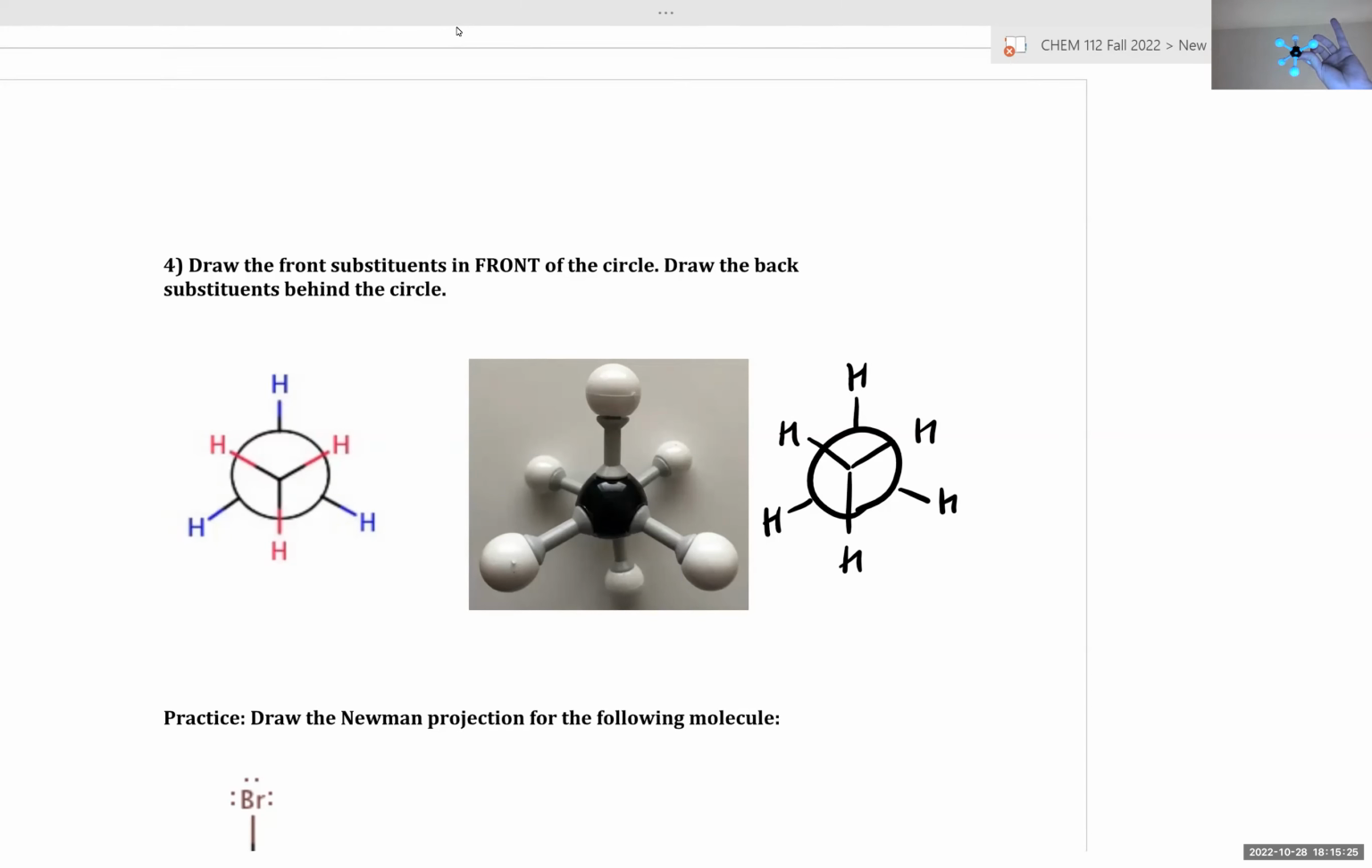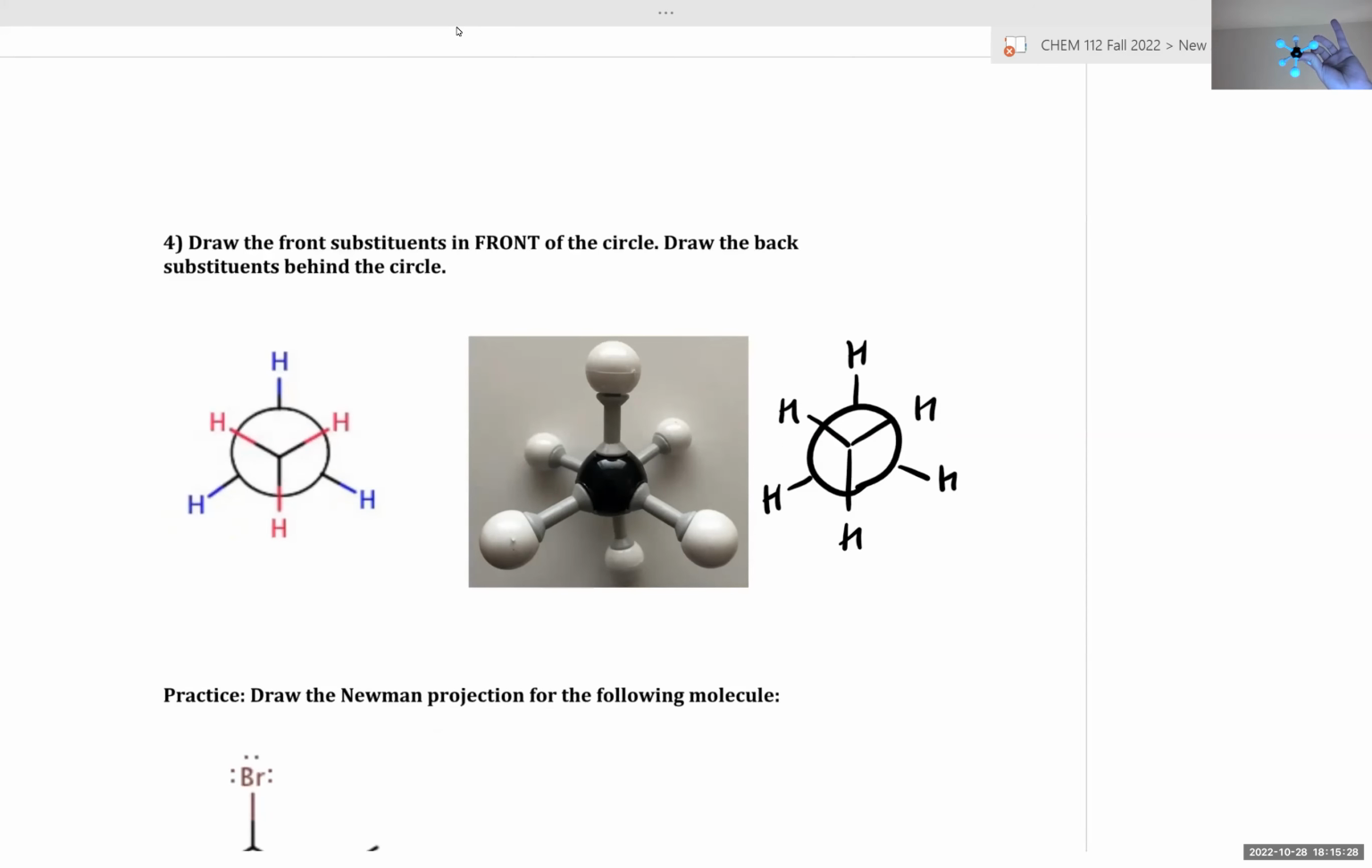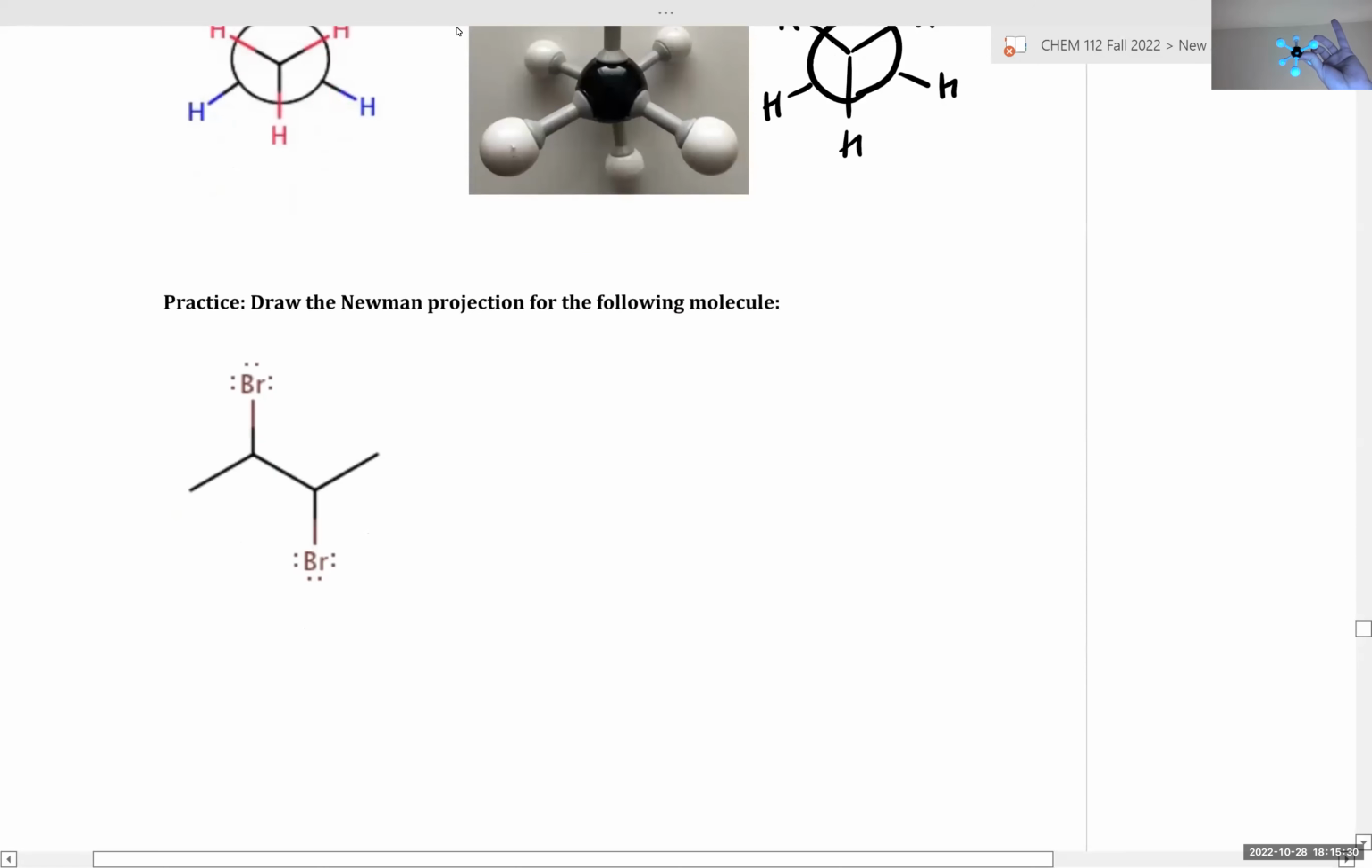So what I'd like you now to do is take what we've learned in terms of drawing Newman projections using a model, and practice drawing the Newman projection for the following molecule.